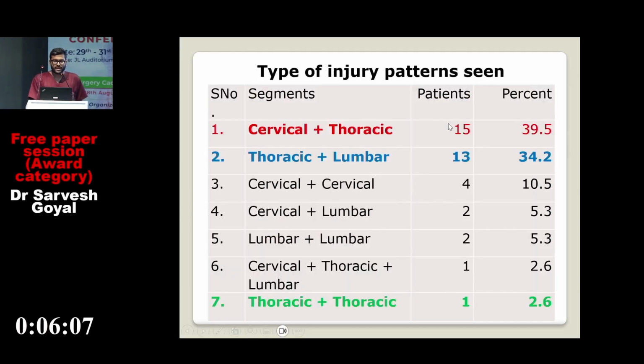The most common injury pattern was the cervical plus thoracic pattern, where one vertebra was in the cervical and the second one was thoracic, seen in about 40% of the patients. It was followed by the thoracic plus lumbar pattern, seen in 13 patients, and the least common pattern we saw was thoracic plus thoracic, seen in a single patient. One patient even had involvement of all 3 segments: cervical, thoracic, and lumbar.